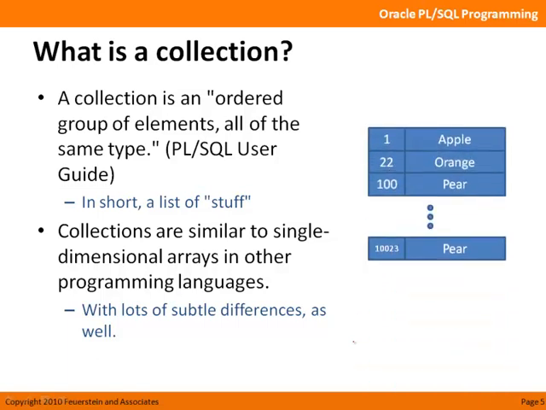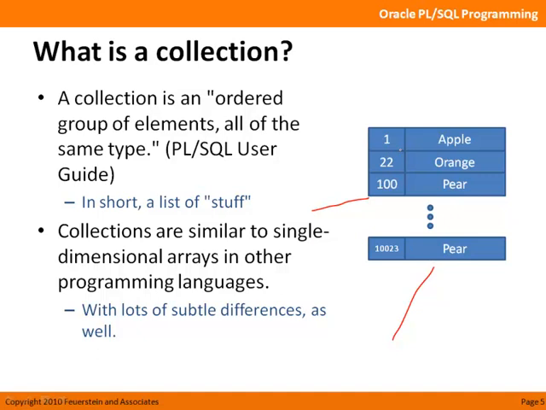From the standpoint of a picture, when you're working with collections, you're almost always talking about an index value, the location in the list, and the list element, like a string or a number or a date. So at index position 1, I've got apple. At index position 22, orange, 100 is pear, and look at that, 10,023 is also pear. So you could have duplicate values in your collection if you wanted to.